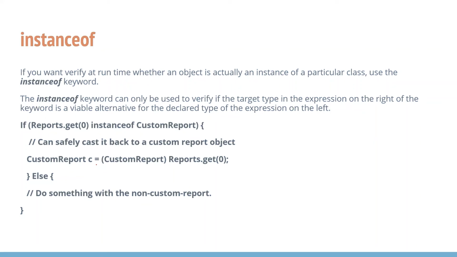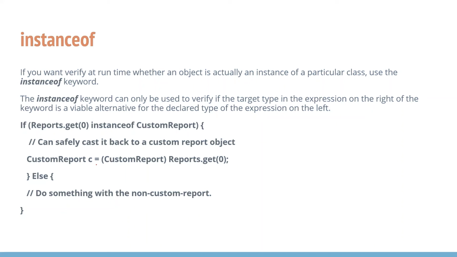Instance of: if you want to verify at runtime whether an object is actually an instance of a particular class, use the instanceof keyword. The instanceof keyword can only be used to verify if the target type in the expression on the right of the keyword is a viable alternative for the declared type of the expression on the left.